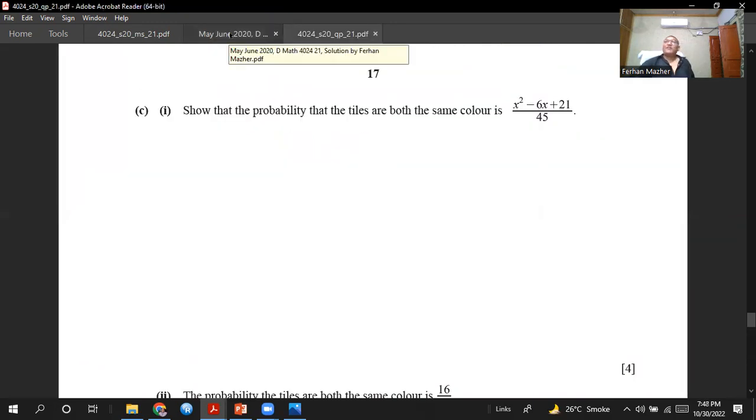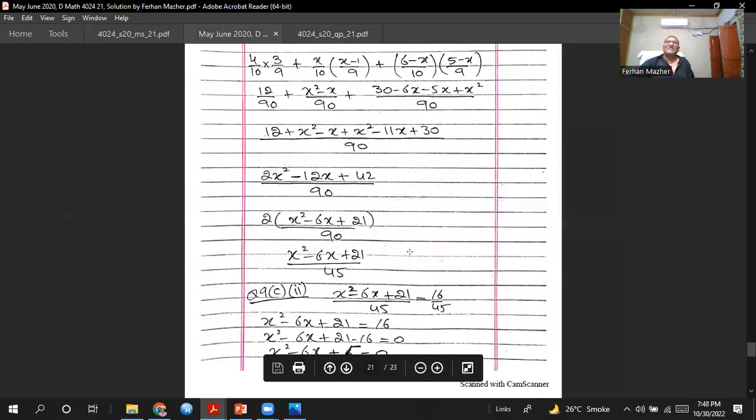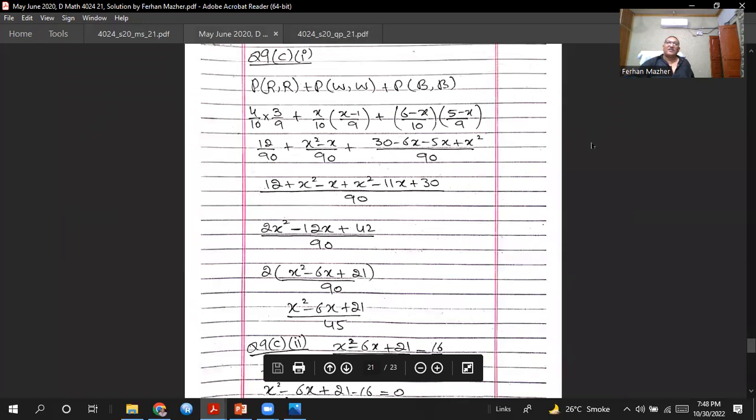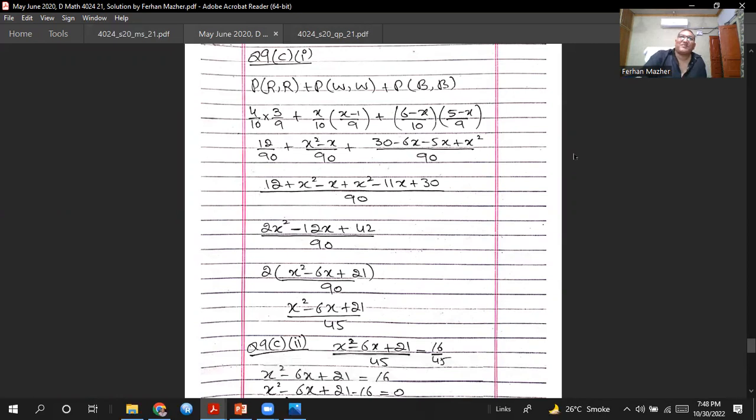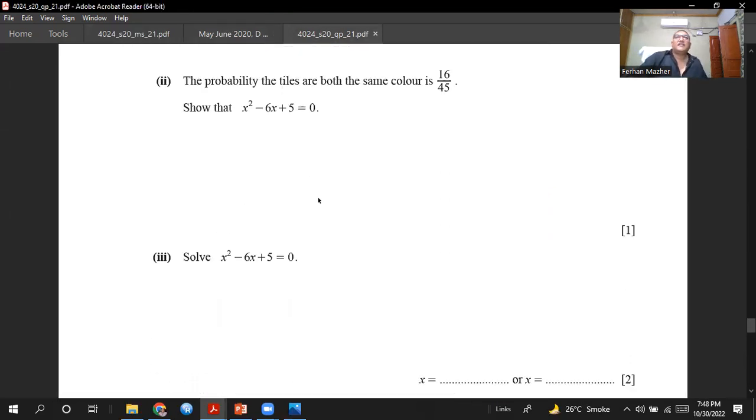It's a 4-mark question. Let me reduce the size so you can see the whole thing together. Very important, it's a 4-mark question, meaning you just have to show that. Then he says that the probability that the tiles are both the same color is 16 by 45. Show that you can get this.